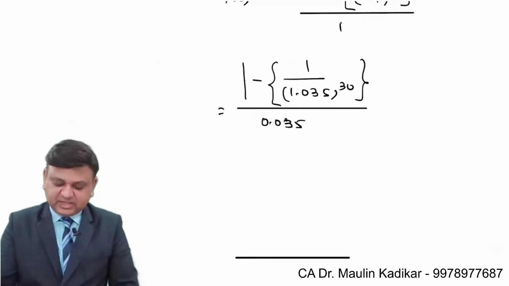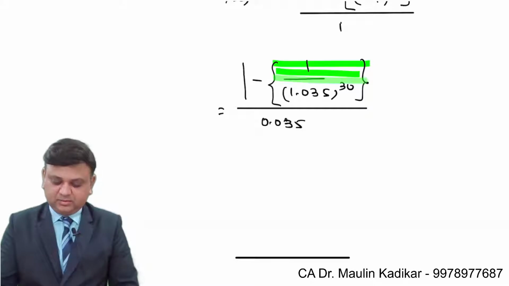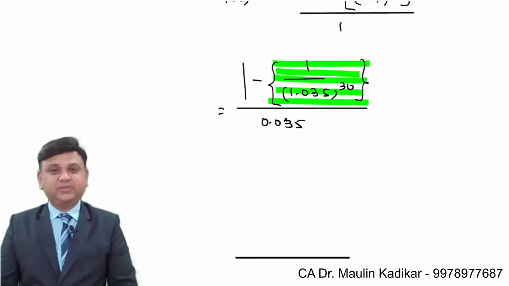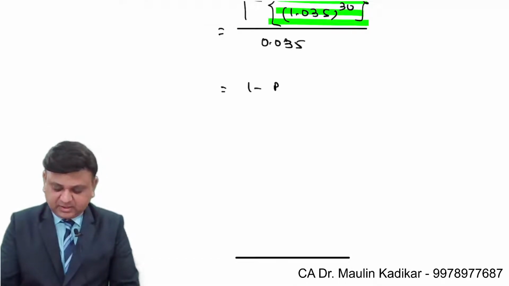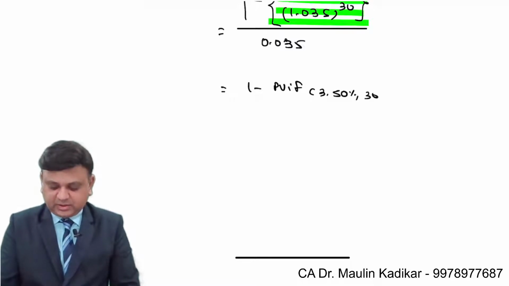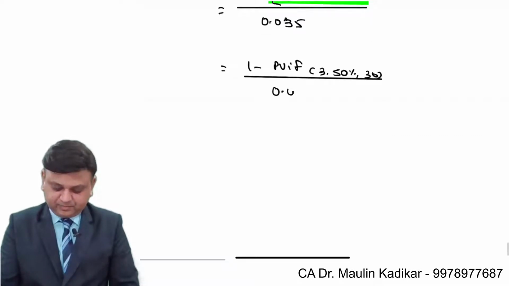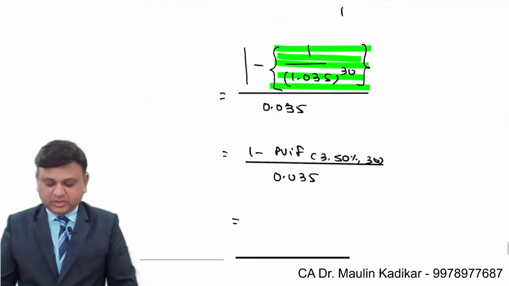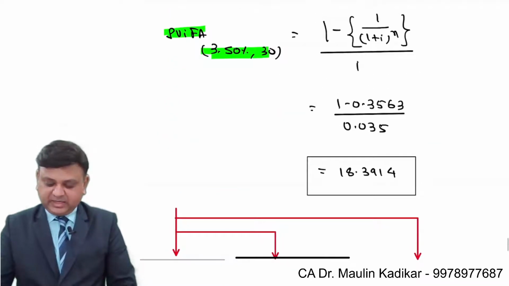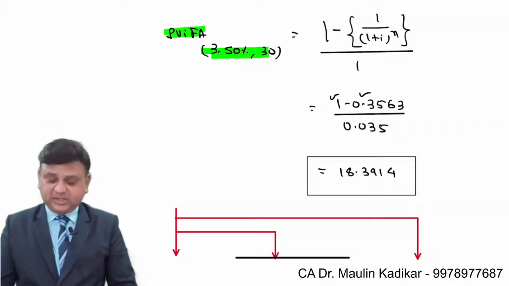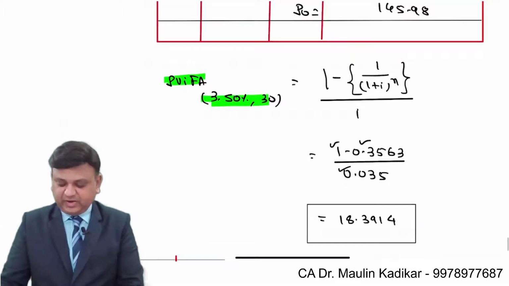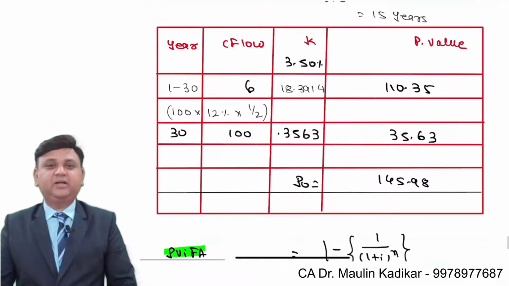Now this value is nothing else but it is the PVIF. So it is 1 minus PVIF at the rate of 3.5% for 30 time period, whole divided by 3.5 percentage. So that is the way what we can do, my dear. It is 1 minus PVIF. So whatever the answer that you get is the numerator divided by 0.035, and with that, we can get the PVIFA.